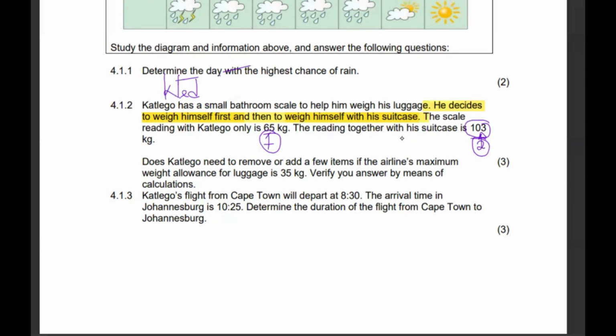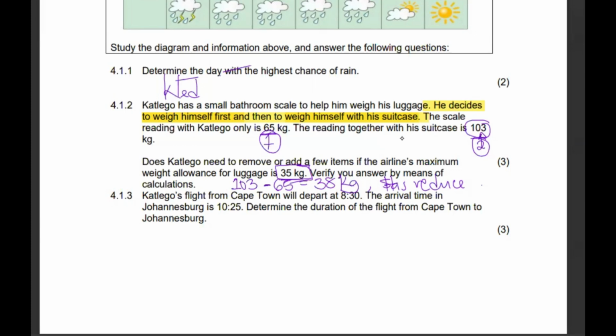Does Katlego need to remove or add a few items if the airline's maximum weight allowance for luggage is 35 kg? Verify. First, we need to find the weight of the luggage. We take the total weight of Katlego and the luggage, minus only Katlego's weight. So we end up with 38 kg. That means the bag weighs more than what is required. So you conclude and say Katlego has to reduce the goods in his luggage.